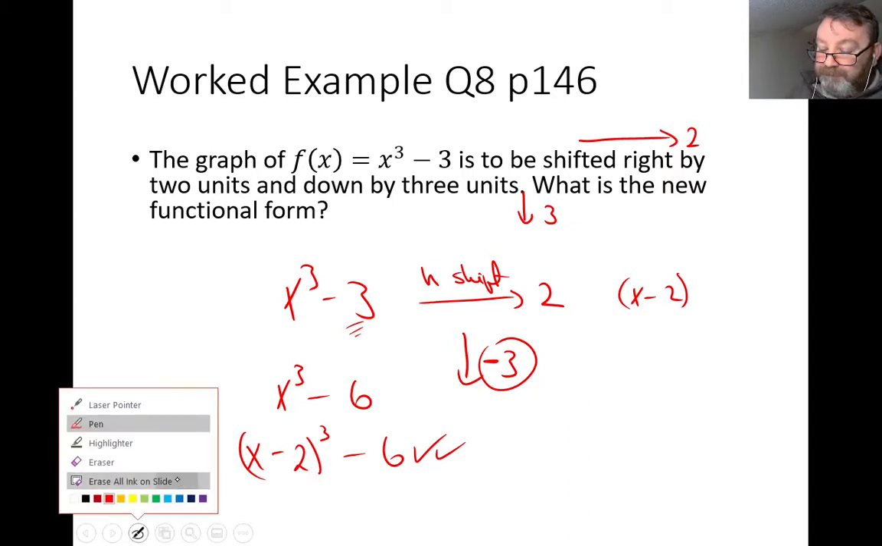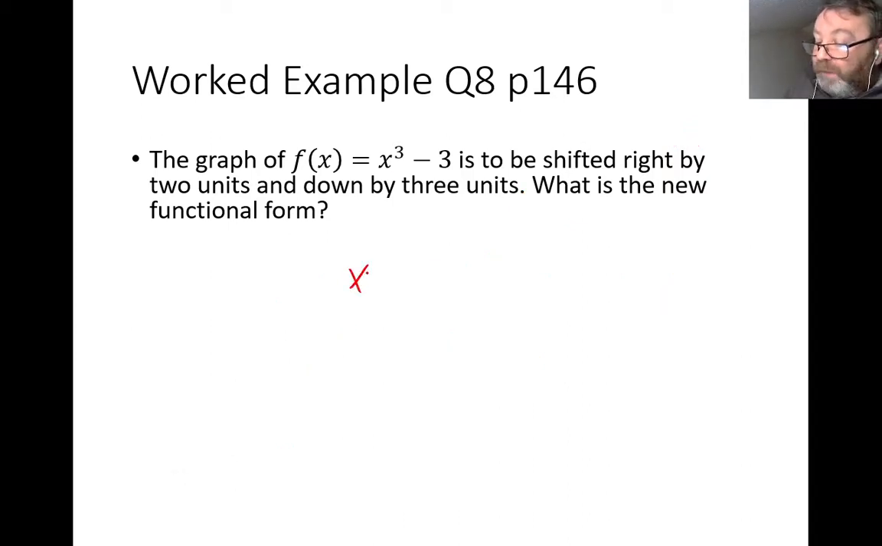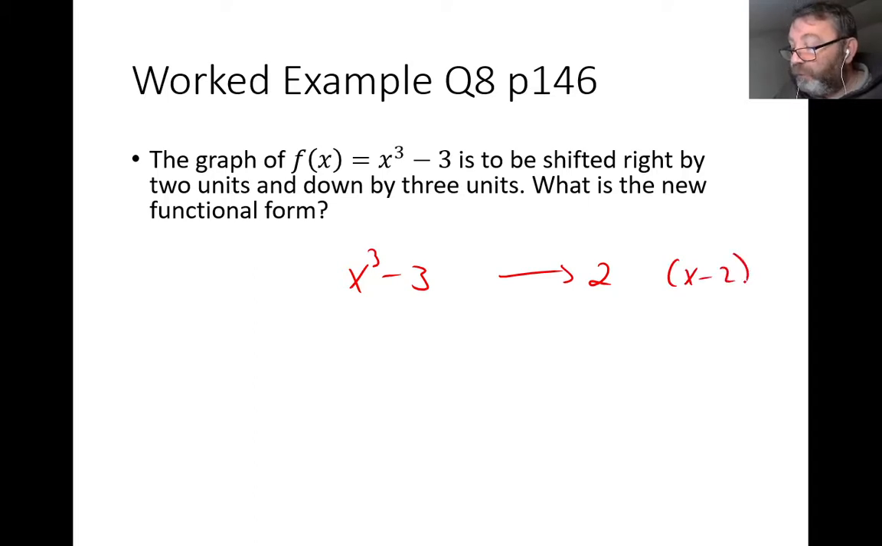So let me do it again, just very quickly. x cubed minus 3 is to be shifted right by 2 units. Now, how do we do that? To shift across by 2 units, it's x minus 2, okay?